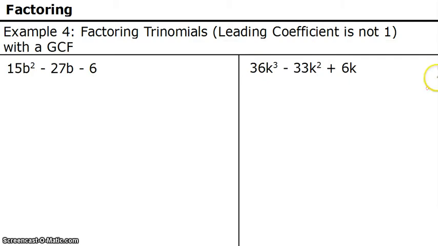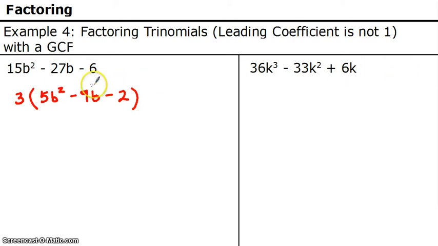All right, a couple more here. Now, these are going to be ones that have a leading coefficient that's not 1, but they also have a GCF. All right, and that'll happen sometimes. So look at this, 15, 27, and 6. All those three numbers are all divisible by 3. So we can go through and take out a 3. 15 divided by 3 is 5b squared. 27 divided by 3 is negative 9b. 6 divided by 3 is negative 2. All right, so we've taken out our GCF, but we still have a number in front, and that happens sometimes.